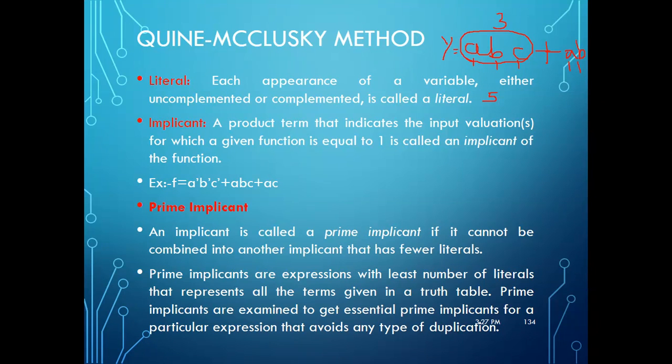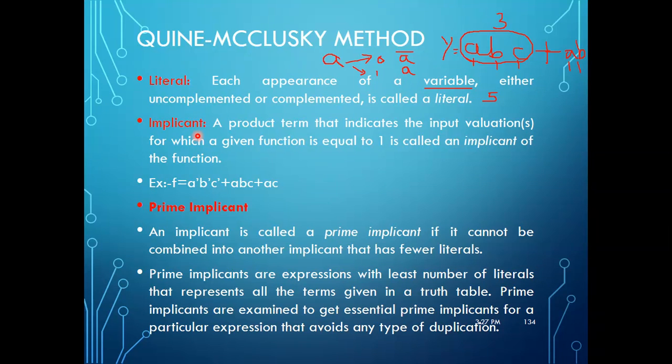That is how you understand a literal. Here they have given a different definition: each appearance of a variable, either in uncomplemented or complemented form, is called a literal. What is a variable? A is a variable, B is a variable, C is a variable. Variable A can take any form, 0 or 1, which you represent as A bar and A. One is the uncomplemented form, the other is the complemented form. So each appearance of a variable in either form is called a literal. Next, you have the implicant.